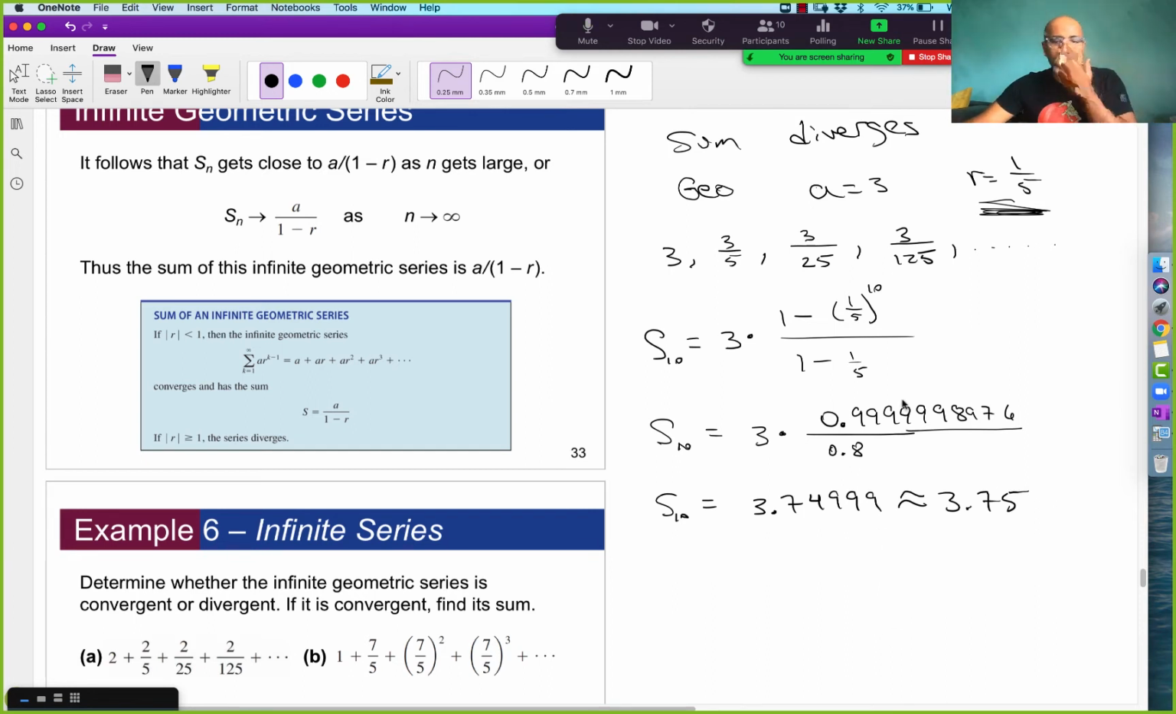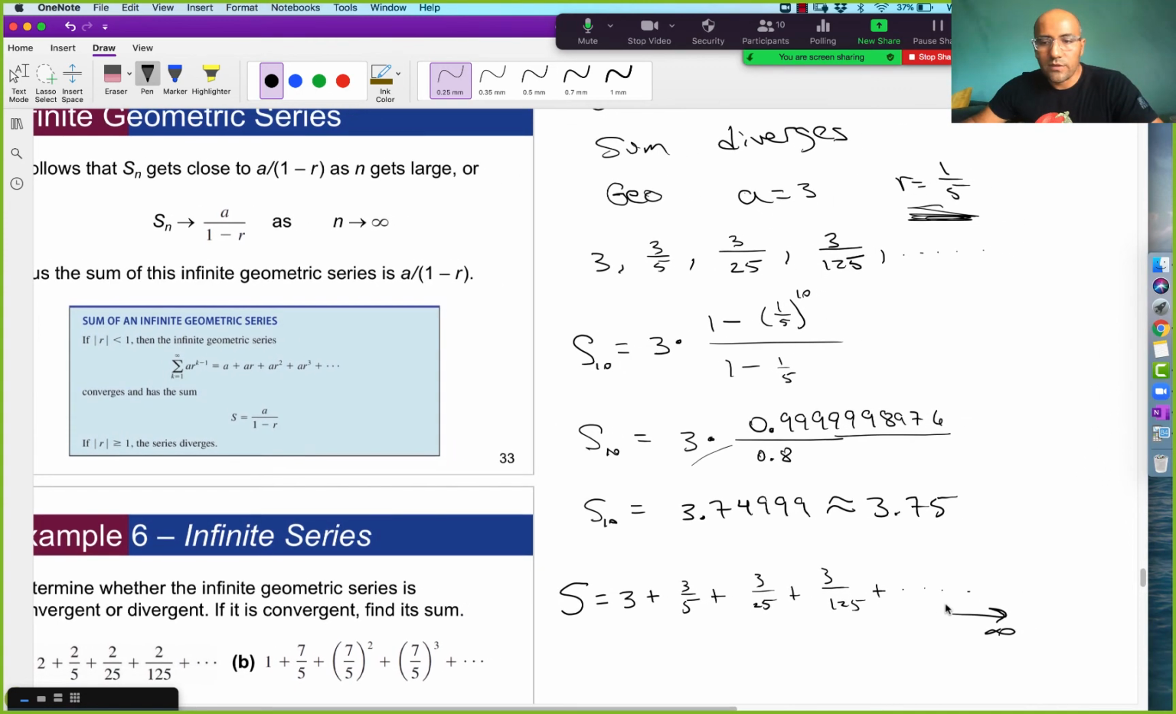Any questions about this? We're given this geometric sequence where a is 3 and r is 1/5. Here are the first few numbers. And if I want to find the sum of the first 10 numbers, I use this formula, and I get that it's approximately 3.75. Good? But what if I want to add them all? S, with no subscript, is the sum of all of them. That means I want to add 3, and then 3/5, and then 3 over 25, and then 3 over 125, and so on and so forth, forever, as this goes to infinity.